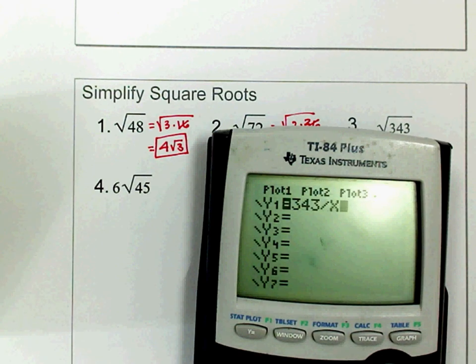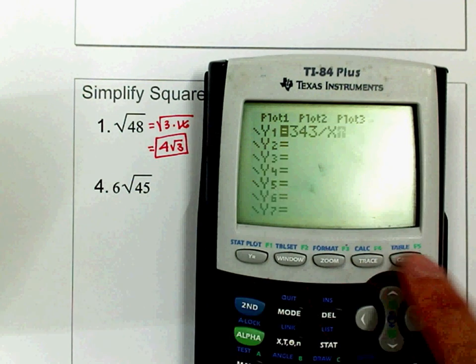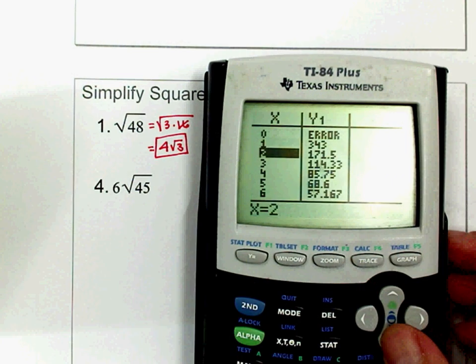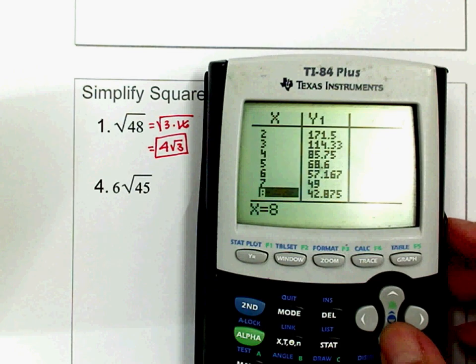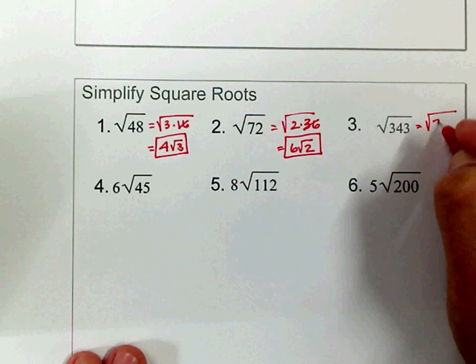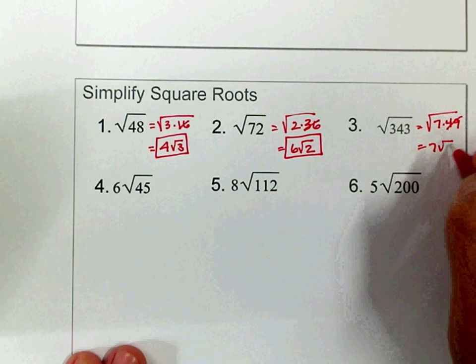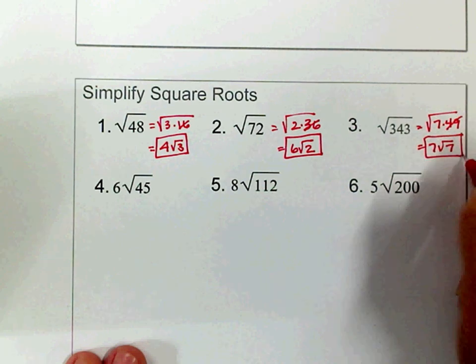343 divided by x. This is the x you use right here. Go to your table. Do you see any perfect squares anywhere? Oh, look at that, 7 and 49. So this is the same as 7 times 49. The square root of 49 is 7, with the other 7 staying underneath the radical.